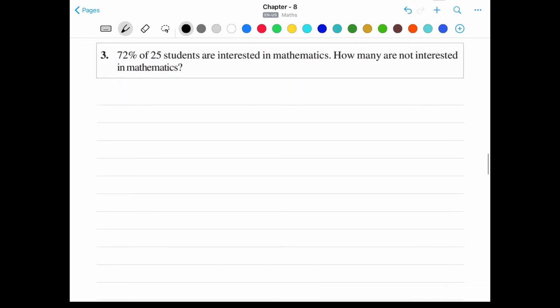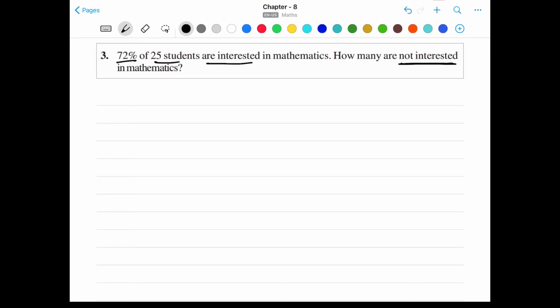Now let's move to question number 3. We have: 72% of 25 students are interested in mathematics. How many are not interested in mathematics? So in a class there are a total of 25 students. Out of those 25 students, 72% of the students are interested in mathematics, and we have to calculate the number of students who are not interested in mathematics. Okay, we can solve this question in two ways. I'll tell you both methods.